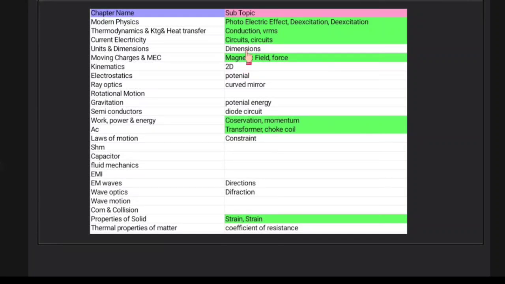So today's paper covered most of the questions from these topics: modern physics, thermodynamics, KTG and heat transfer, moving charges and magnetic effects of current. And next one is work power energy. And next, properties of solids. So from these particular concepts, most of the questions were covered, right? So let's go to the first question.